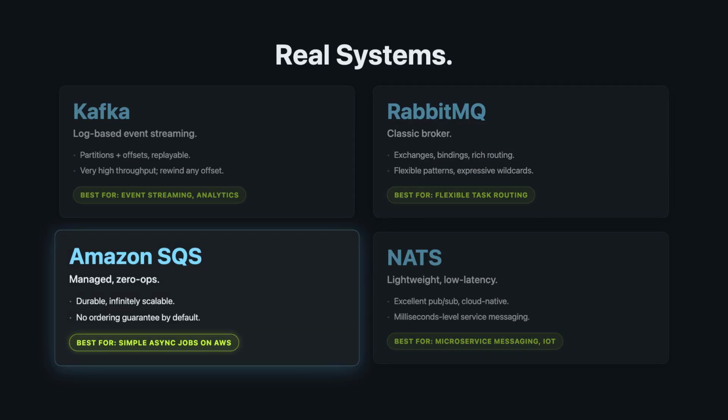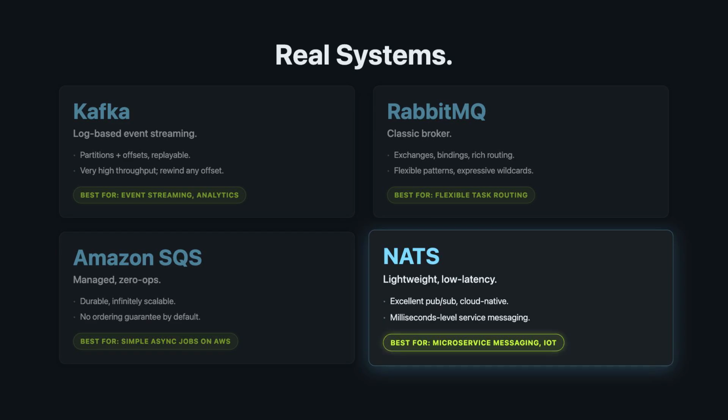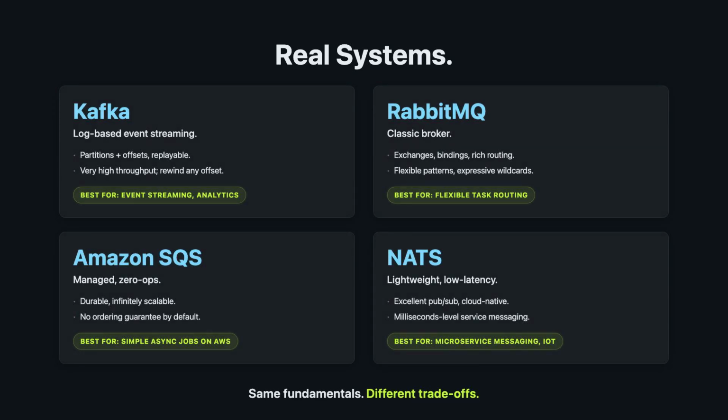Amazon SQS: fully managed, no broker to run. Durable, infinitely scalable, dead simple API. The trade-off: by default, there's no ordering guarantee; messages can arrive out of order. Use it when you want the queue to just exist. NATS: lightweight, low latency, cloud native. Excellent for pub/sub and service-to-service messaging where milliseconds matter. Same fundamentals underneath. Different trade-offs in throughput, ordering, routing, and ops.